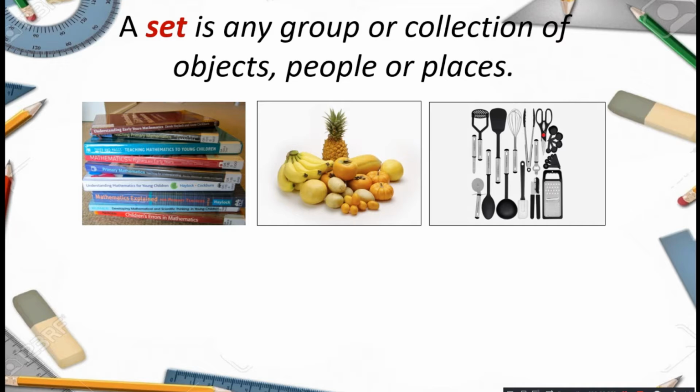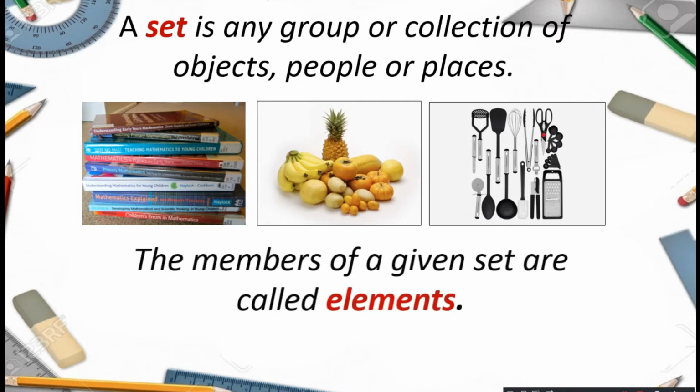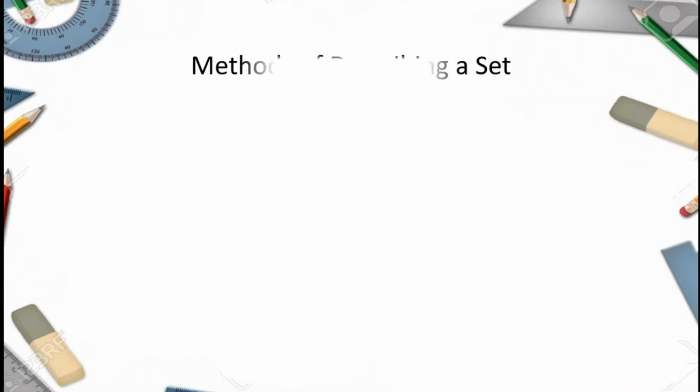Remember, a set is well defined if the elements or the members are clearly identified. The elements or the members must be distinct, unquestionable, and exact. And the elements are what we call the members of the given set.